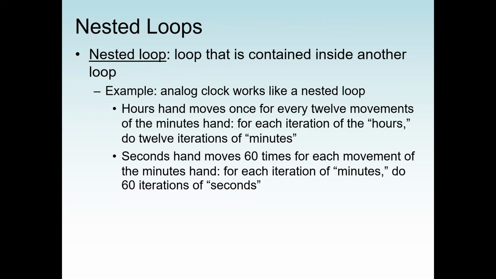So we can see that in a nested loop, if the outer loop condition is true, it will go inside the inner loop. The inner loop will be executed until it's false, then it will come back and increment the outer loop. So the hour hand moves once for every 12 movements of the minute hand. For each iteration of the hours, do 12 iterations of minutes. Same thing with the seconds hand, which moves 60 times for each movement of the minute hand. So for each iteration of minutes, we need to do 60 iterations of seconds.